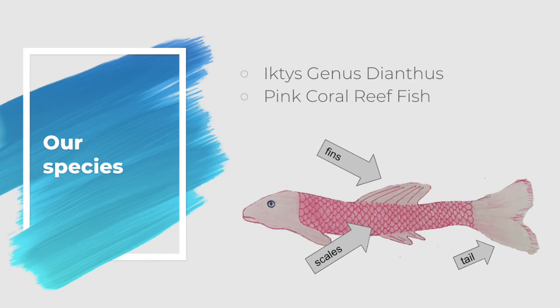This is the species we designed. Its scientific name is Ichthys genus Dianthus, meaning pink fish, but we like to call it the Pink Coral Reef Fish. It is named after its colors and its habitat, the coral reefs. It is about 5 centimeters long with fins on its left and right side, a fin at the top and the bottom, and a tail.